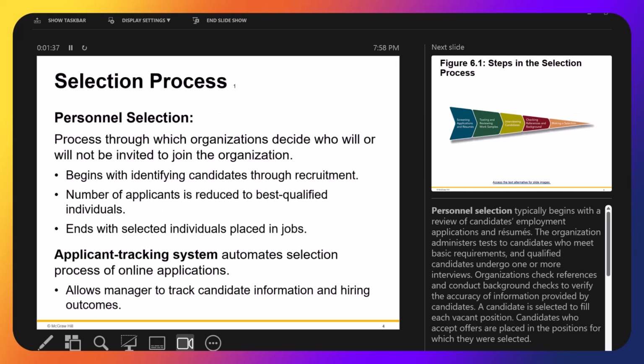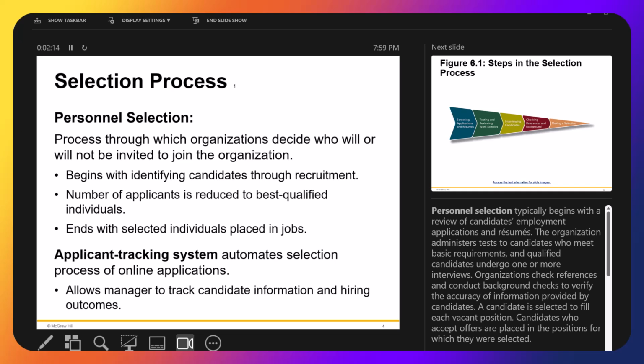Personnel selection is the process through which organizations decide who will and will not be invited to join the organization. It begins with identifying candidates through recruitment. The number of applicants is reduced to the best qualified individuals. It ends with selected individuals placed in jobs. So this is the process, from start to finish. This is what you call full cycle hiring. Full cycle when it comes to the recruitment process, from candidates to applicants, and then selected into the job.